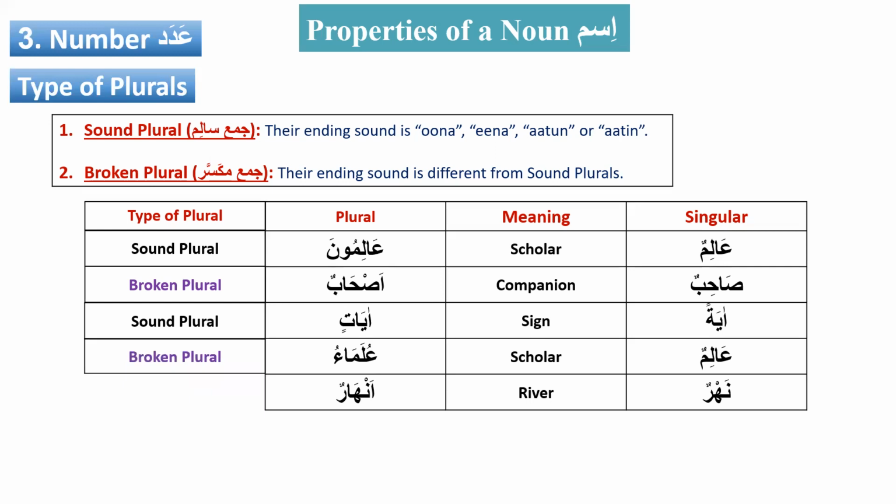The last one is the singular nahr, and the plural is anharun. So I'm going to ask Sharna, if I'm saying it right. Can I ask you, Sharna? No? Okay. Daniel. Yes. Anharun is a broken plural because it doesn't end with una, ina, atun, or atin. All right, good. Thank you, Daniel.